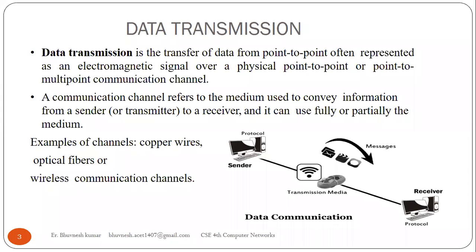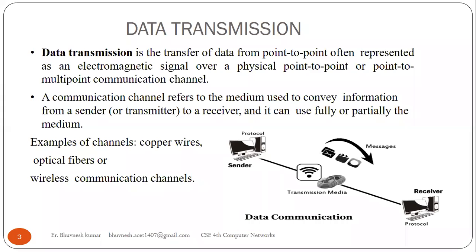Here the word electromagnetic signal is used, meaning your data is in the form of an electromagnetic signal that can be analog or digital. That data, analog or digital, is transmitted by a physical point to point or point to multi-point channel. It means there is a single sender, that is the first point, and there is a receiver, that is the second point. That is why the word point to point is used, sender to receiver or sender to multiple receivers.